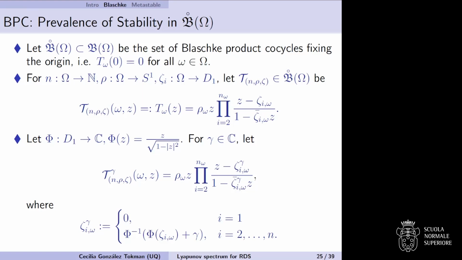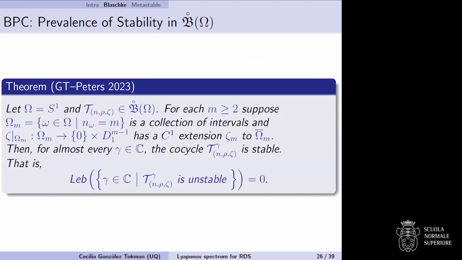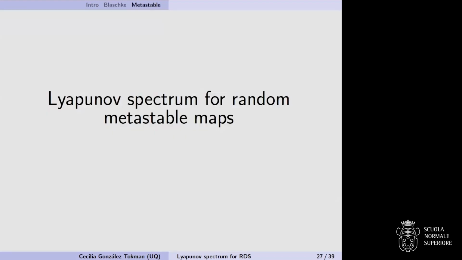Those are our perturbations. And what we were able to show was that in the case where omega is the circle and we have a C1 map, so the coefficients or the zeros depend in a C1 way on omega, then for almost every perturbation, the perturbed cocycle will be stable. So that's the state for Blaschke product cocycles.